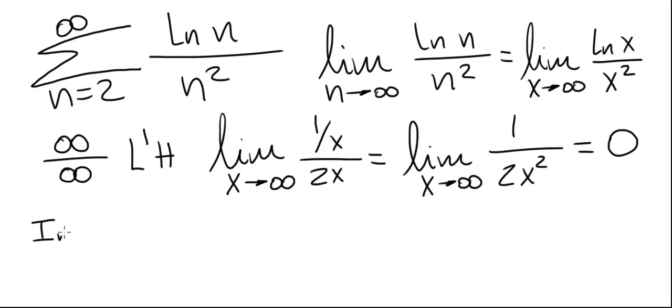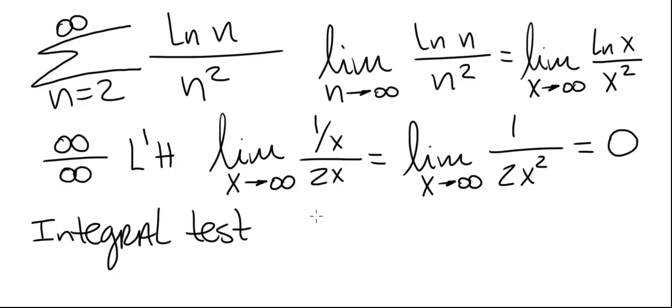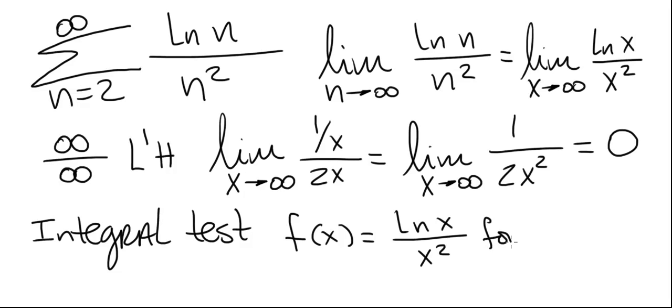So let's try the integral test. Now the integral test requires a function that gives us the nth term of our series when n is plugged in for x, and n is a positive integer greater than or equal to 2. There's only one such function. It has to be f of x equals natural log of x divided by x squared, and this is for x in the interval 2 to infinity. The reason for starting at 2 is because the series starts at 2.